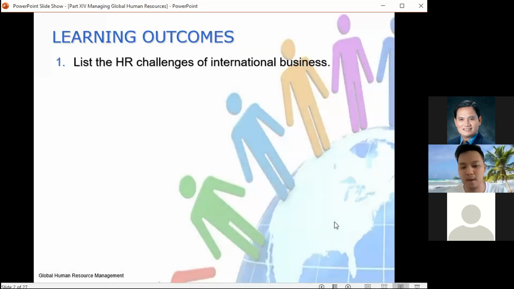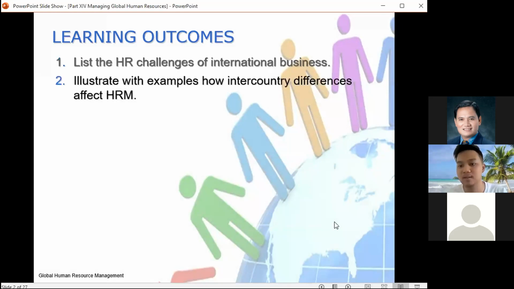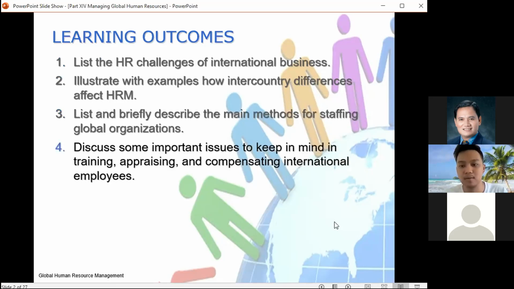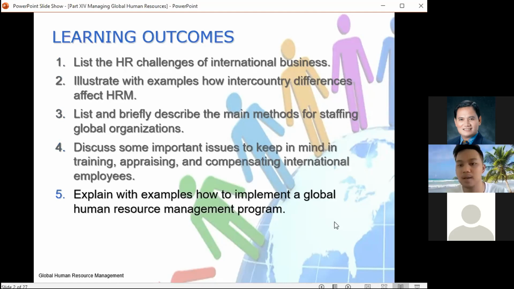At the end of the chapter, we are expected to, number one, list the HR challenges of international business. Next, illustrate with examples how inter-country differences affect HR. The third is to list and briefly describe the main methods for staffing global organizations. The fourth is to discuss some important issues to keep in mind in training and appraising. And the fifth is to explain with examples how to implement a global human resource management program.